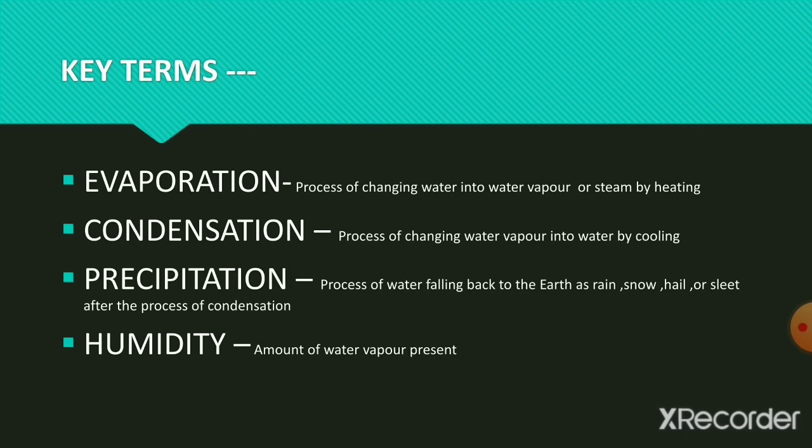What is precipitation? This is a process of water falling back to the earth as rain, snow, hail or sleet after the process of condensation. What is humidity? Humidity is the amount of water vapor present in the air.